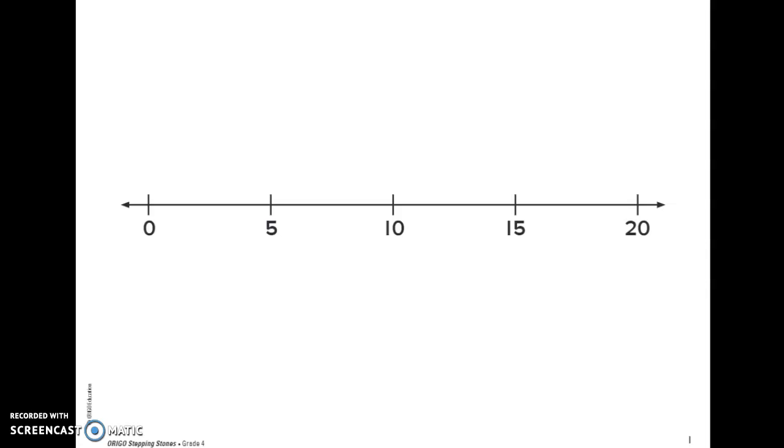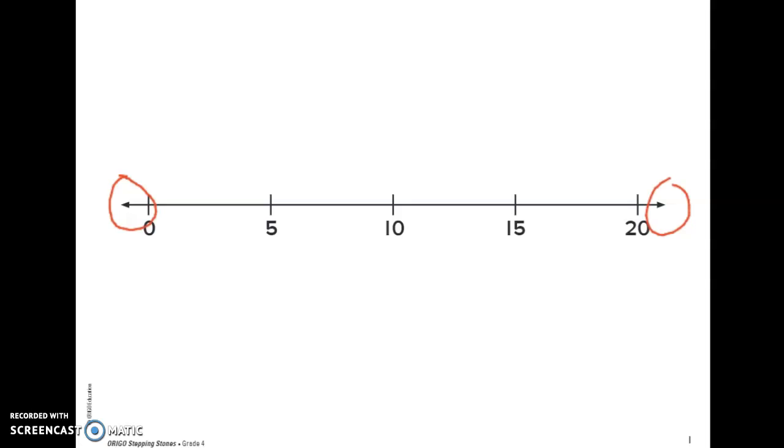Hi class, today we're going to learn about points, lines, line segments, and rays. So if you look at the screen, you see a number line, and on a number line we're used to seeing these, but there's something I want to draw your attention to. On the number line, we usually have these arrows that are drawn. So why do we have these arrows?